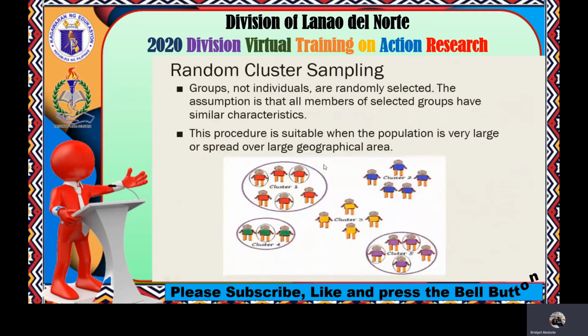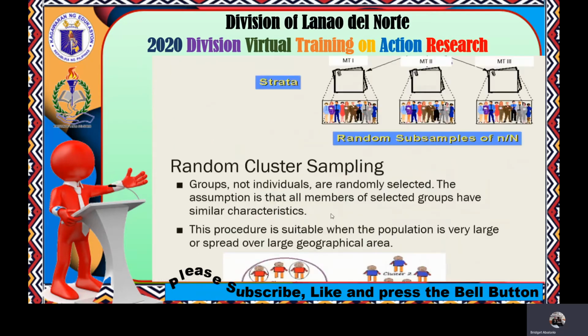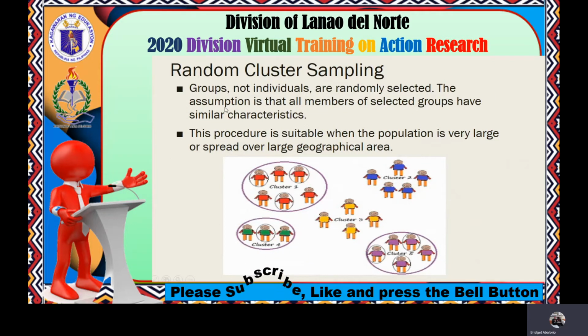Next is random cluster sampling. In this sampling procedure, groups and not individuals are randomly selected. The assumption is that all members of selected groups have similar characteristics. This procedure is suitable when the population is very large or spread over a large geographical area. An example for this is a region-wide action research. You cannot individually select pupils.